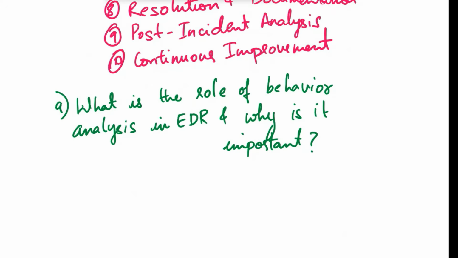What is the role of behavior analysis in EDR and why is it important? Behavior analysis plays a critical role in endpoint detection and response solutions as it focuses on understanding and identifying abnormal patterns of behavior exhibited by endpoints within an organization's network. This approach is valuable for detecting advanced and sophisticated threats that might not be caught by traditional signature based methods. Now, let's see why behavior analysis is important.